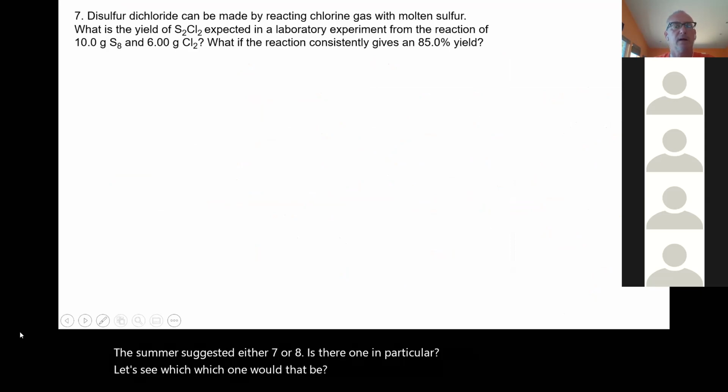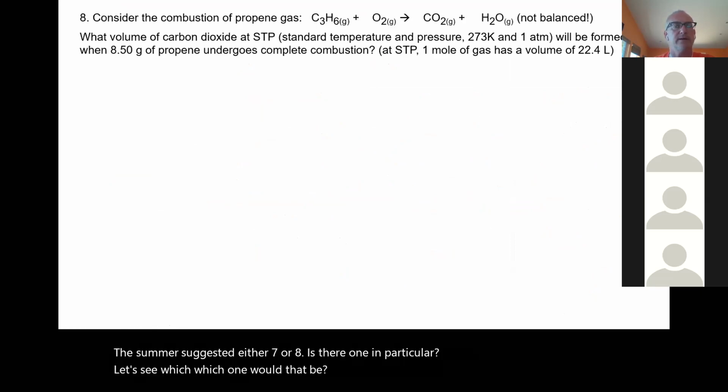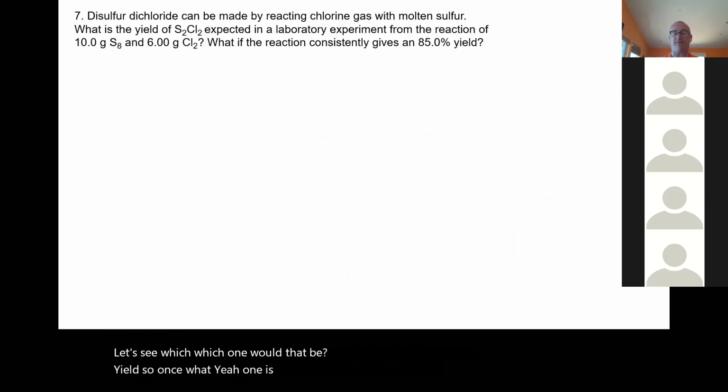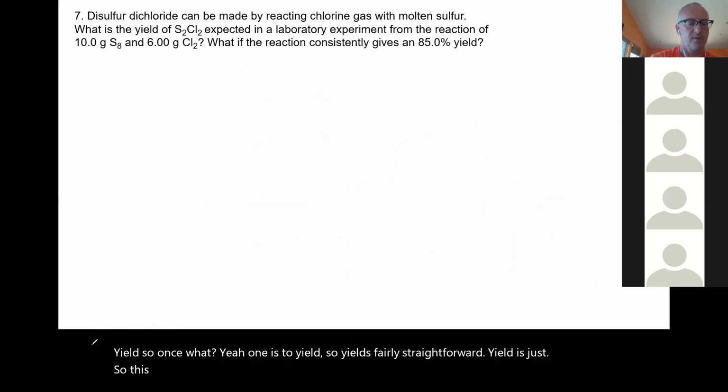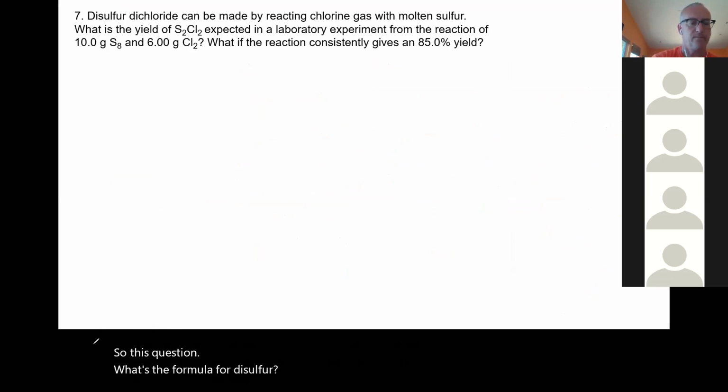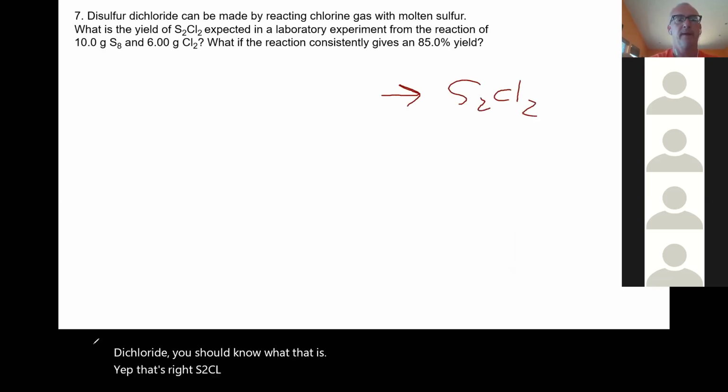You have the equation for the percent yield? Oh yeah, so one is yield. So yield's pretty straightforward. So this question: what's the formula for disulfur dichloride? You should know what that is. S2Cl2. Yep, that's right. S2Cl2 is your product.